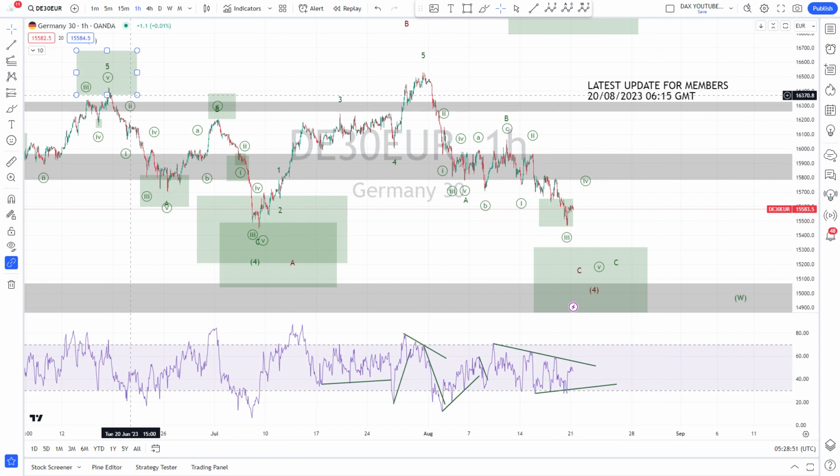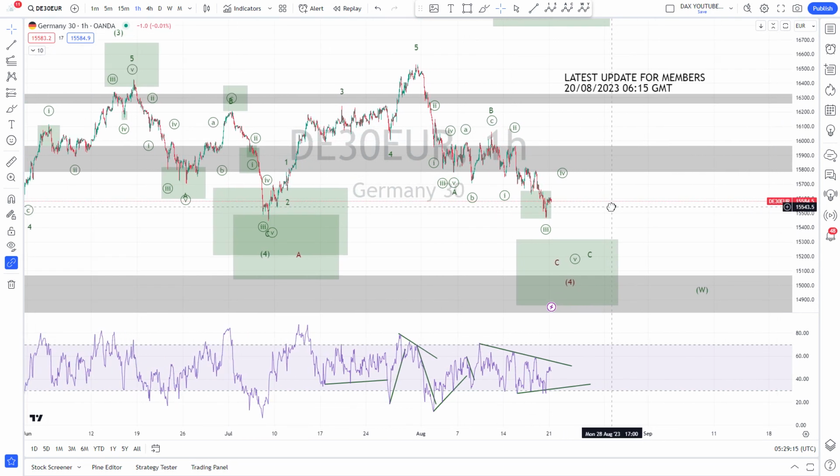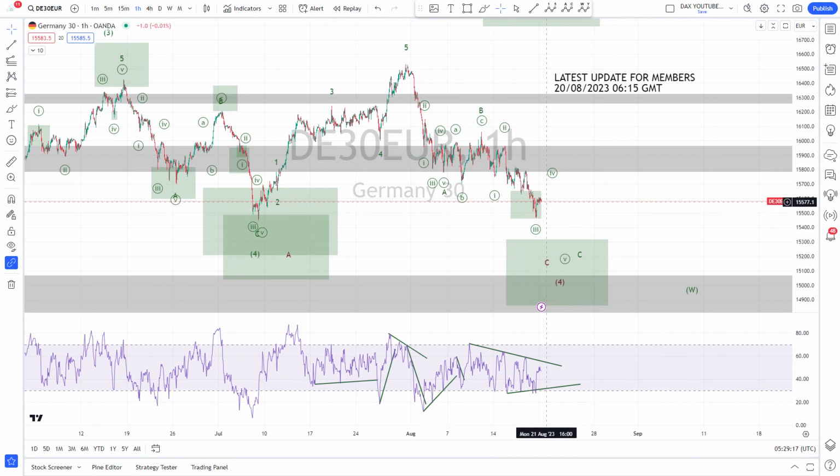This can also be then a running flat, 1, 2, 3, wave A, wave B, wave... no, I would not go for the scenario of a running flat. I'm sorry. Then I would do this as a wave 2 if we do not take out this low here. So I would wait till we reach this area here to go long.